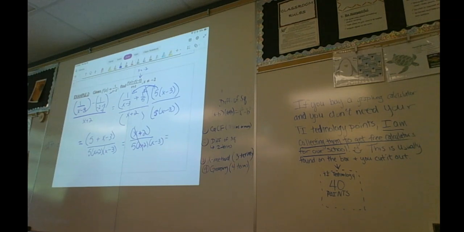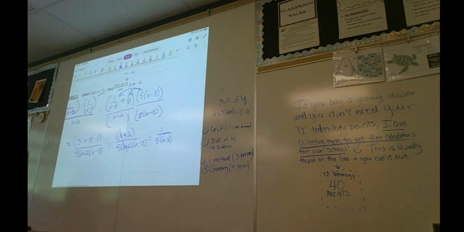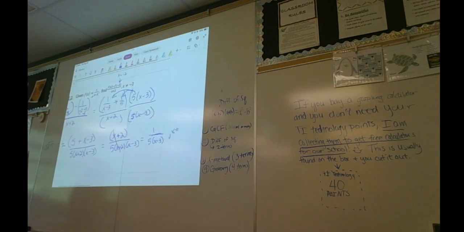So your final answer here is 1 over 5 times x minus 3. And then you have to state the original x can't equal 2. What else can it equal right now? 3, yeah, because that makes the denominator 0. So you would just put comma 3.